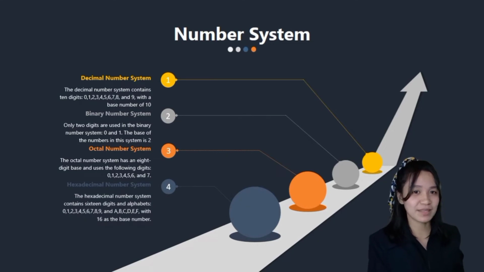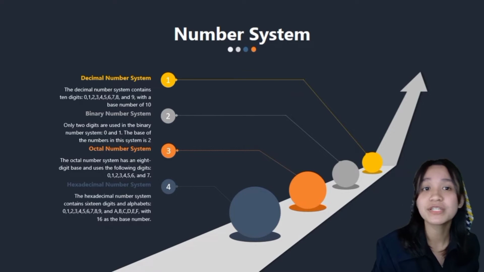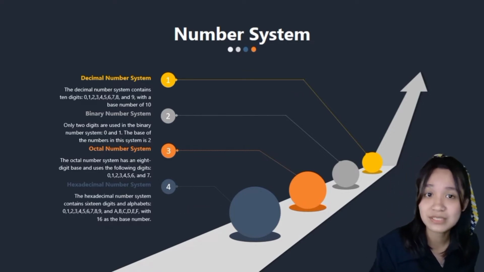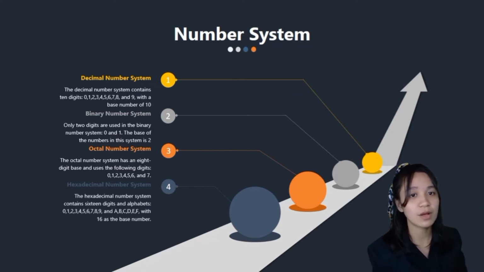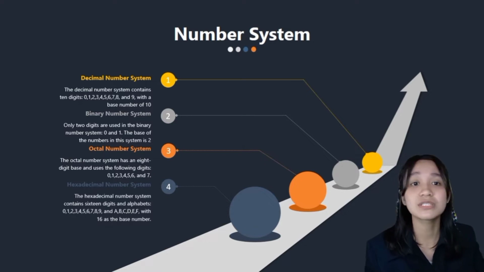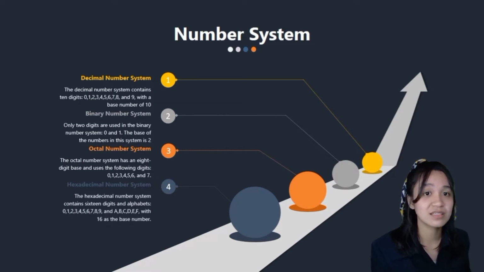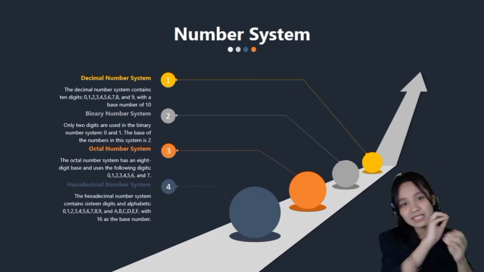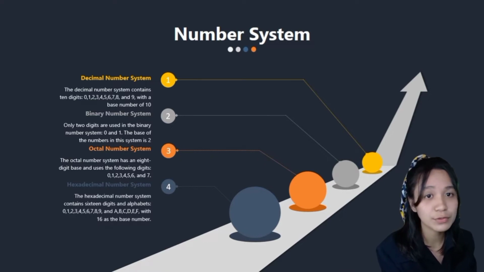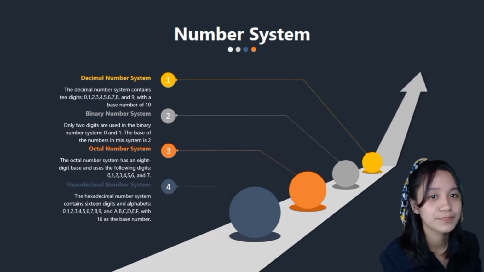And lastly, the hexadecimal number system. Now, what is meant by the prefix hexa? Think of the word hexagon. A hexagon has 6 sides, and so hexa means 6. And we know that decimal corresponds to 10. So when we combine them, 6 plus 10 is equal to 16. Therefore, the hexadecimal system is a base 16 system. The hexadecimal number system contains 16 digits and letters, namely 0, 1, 2, 3, 4, 5, 6, 7, 8, 9, and A, B, C, D, E, F.